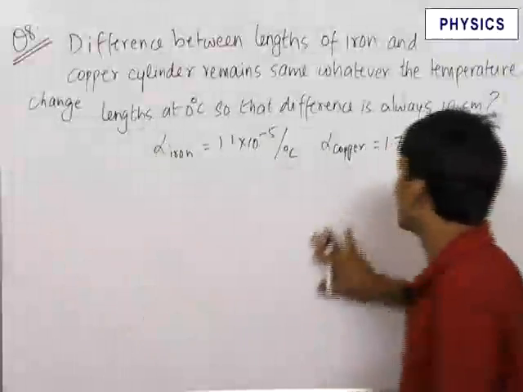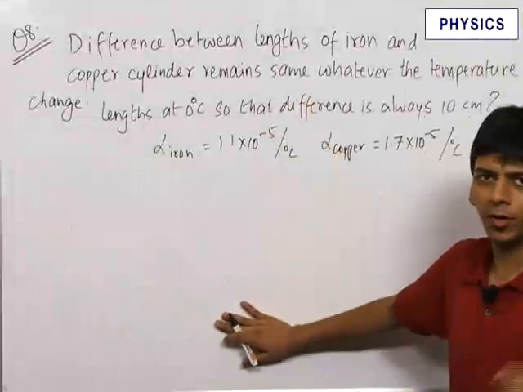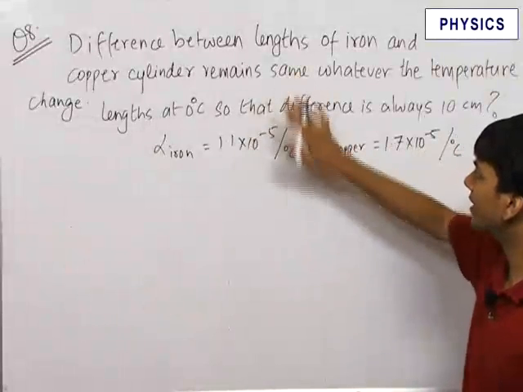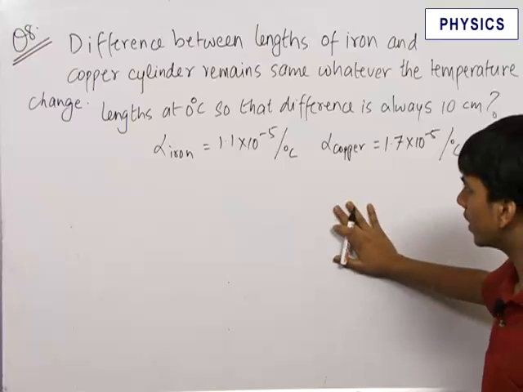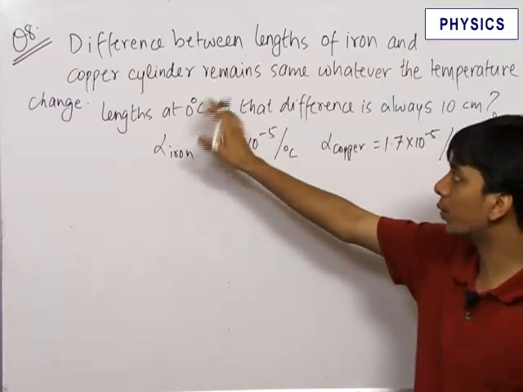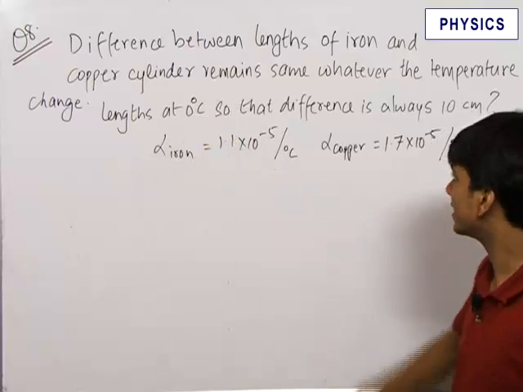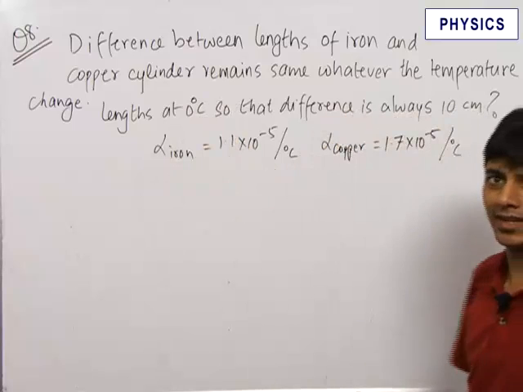This question works out pretty simply if you just apply the formulas correctly. We have been given that the difference between the lengths of iron and copper cylinder remains the same whatever the temperature change. We need to find out the lengths of both the cylinders at 0 degrees Celsius so that the difference is always 10 centimeters.